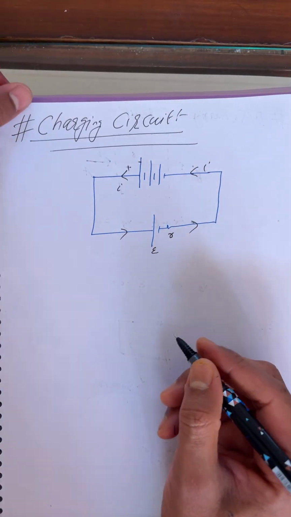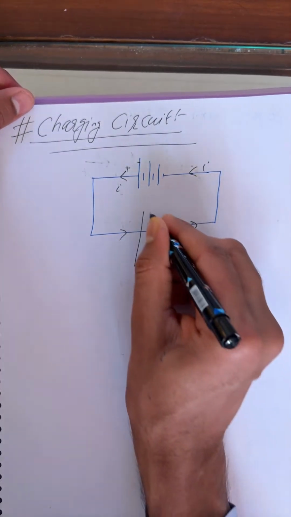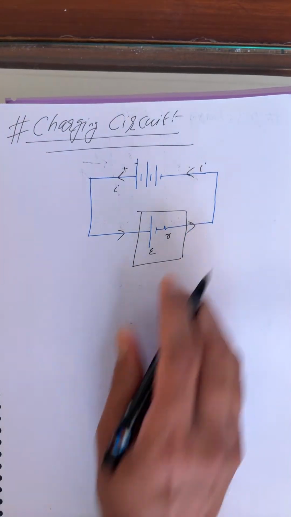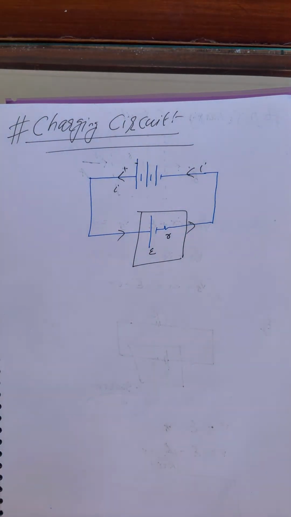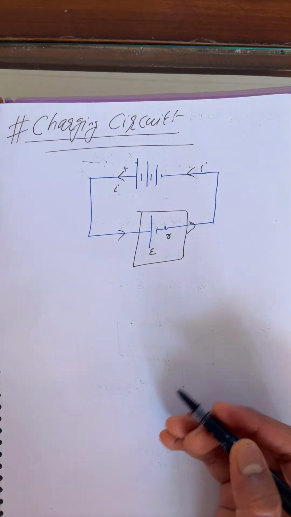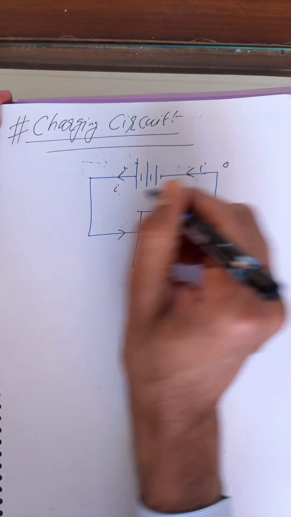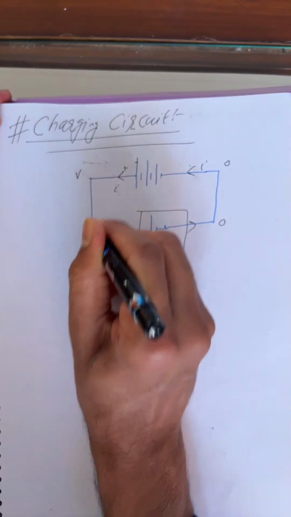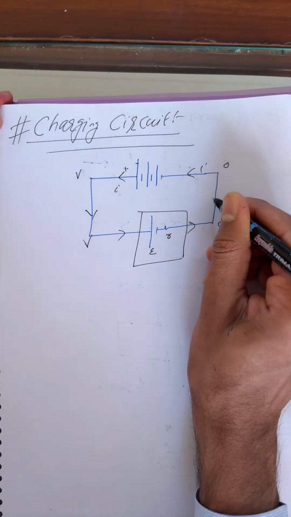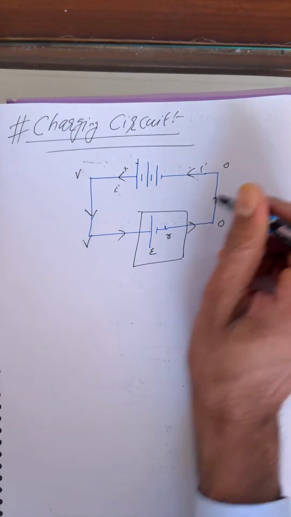This setup is a circuit for charging, or you can also say the battery acts as a load. So this is zero, this is zero, and then this is V, this is V. Now this is the condition here.